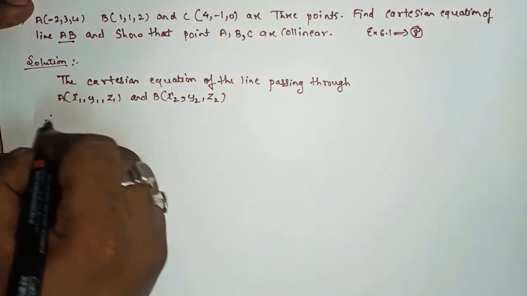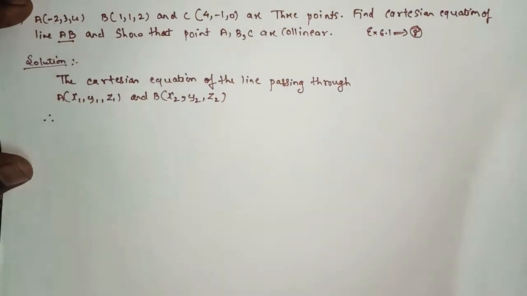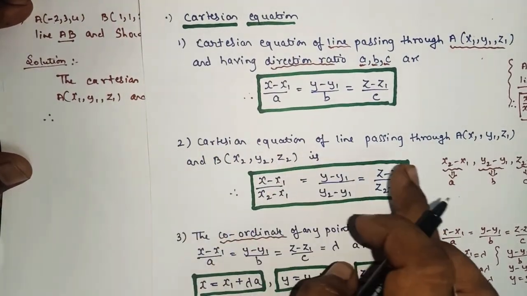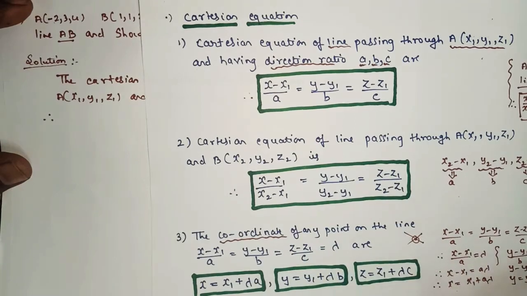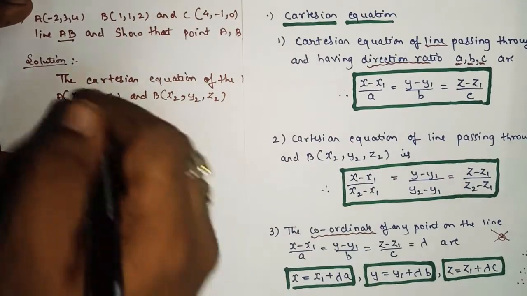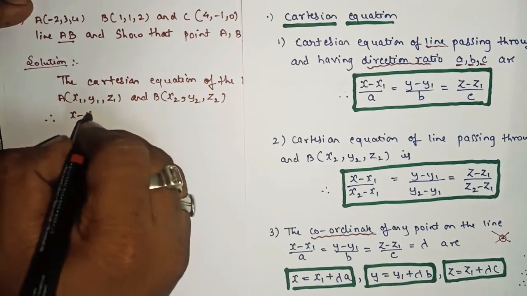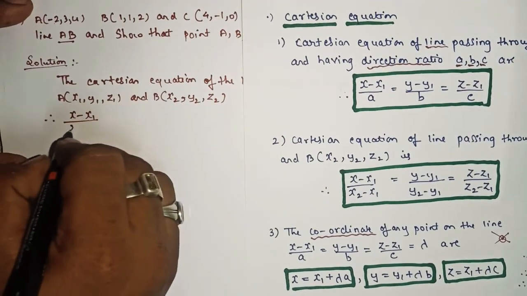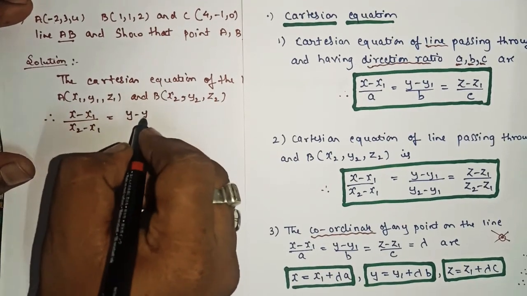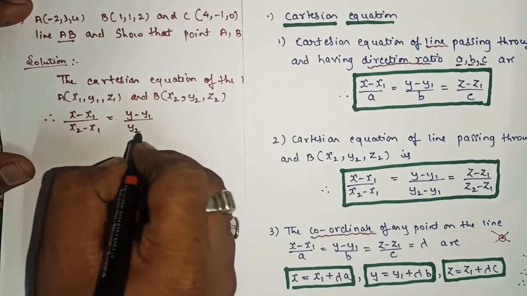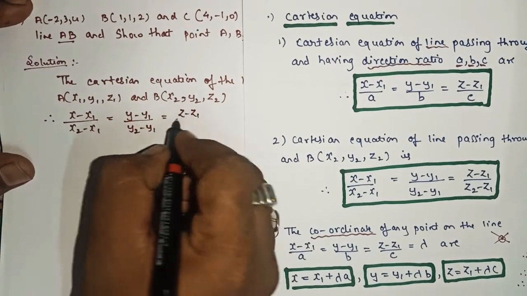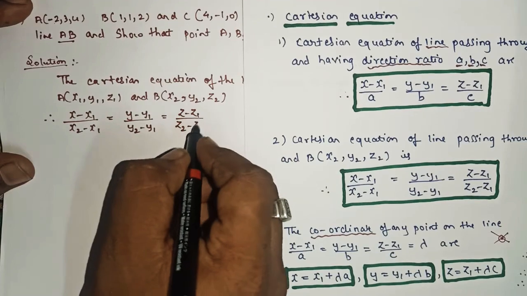And what is the equation between the 2 points? As I had explained in the previous lecture, whenever you have to find the Cartesian equation of the line passing through 2 points, this is the formula which you have to apply. So what is the formula? It is (x minus x1) upon (x2 minus x1) equal to (y minus y1) upon (y2 minus y1) equal to (z minus z1) upon (z2 minus z1).